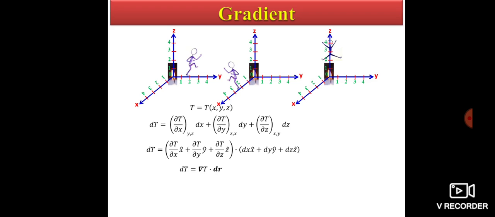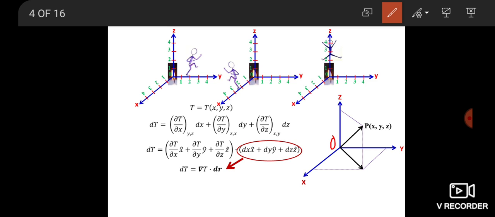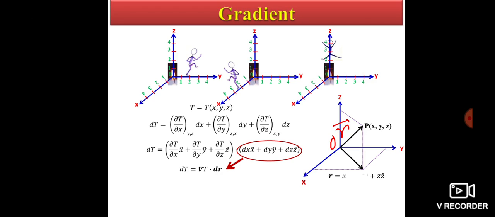So how do we get that dx x cap, dy y cap and dz z cap as dr vector? For that, see this right side picture. Let's say P is a point in this Euclidean space, and OP is an arbitrary position vector R. So R can be written in this form, that is R vector is equal to x x cap plus y y cap plus z z cap.